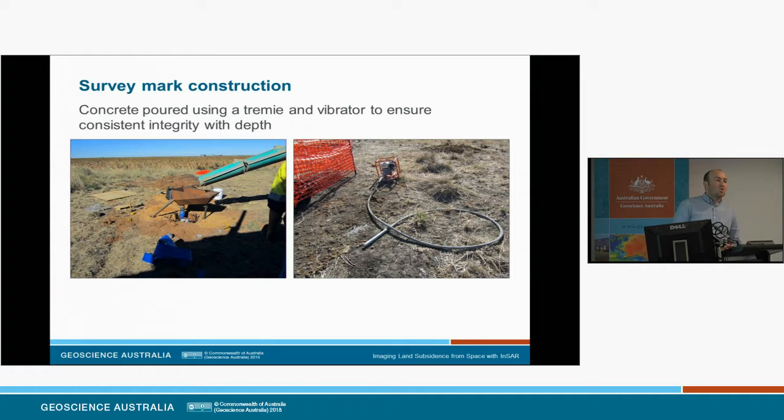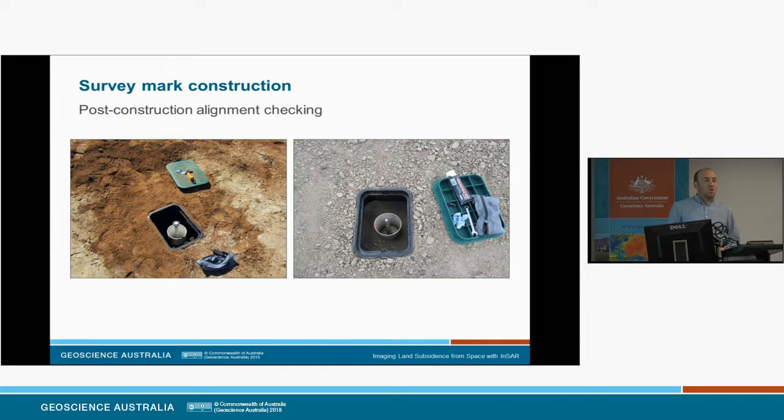We then poured concrete into the hole using a tremie and a vibrator to make sure that the concrete had suitable strength and integrity throughout its whole depth. And after the concrete had cured, we levelled off the land to repatriate it at ground level and installed the access valve box lid here. And we did post-construction alignment checks to ensure that these things were suitably vertical for geodetic surveys.